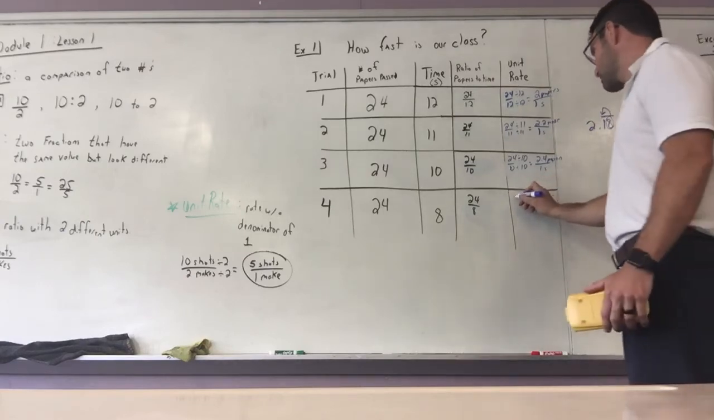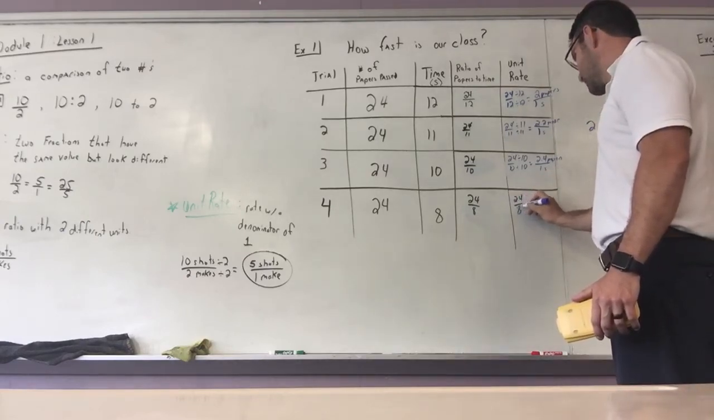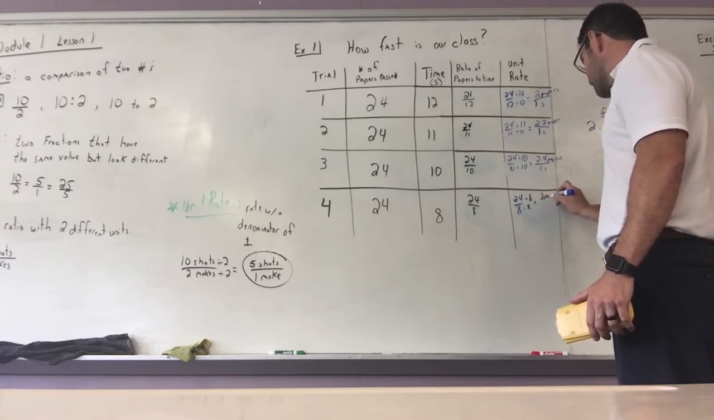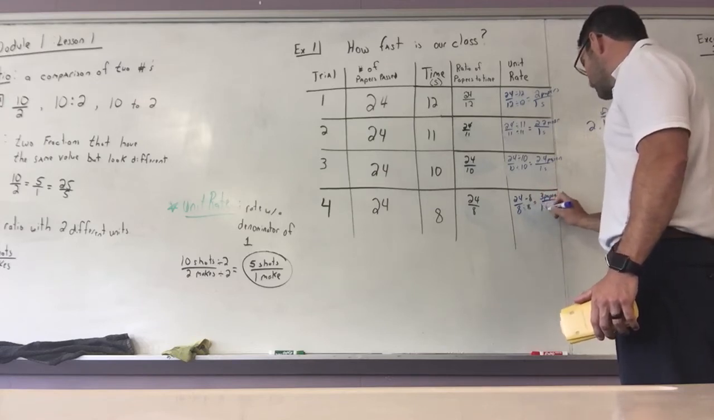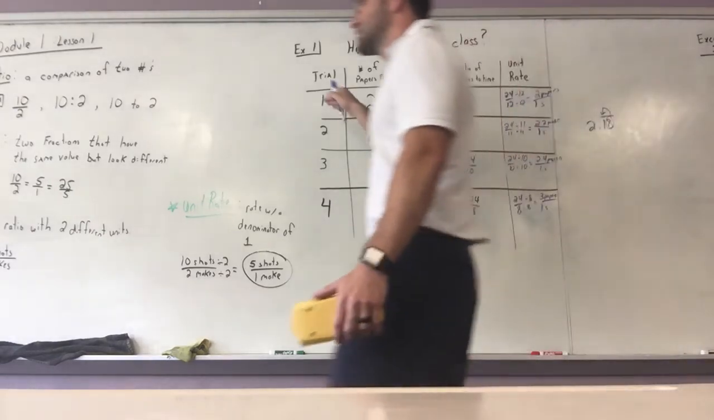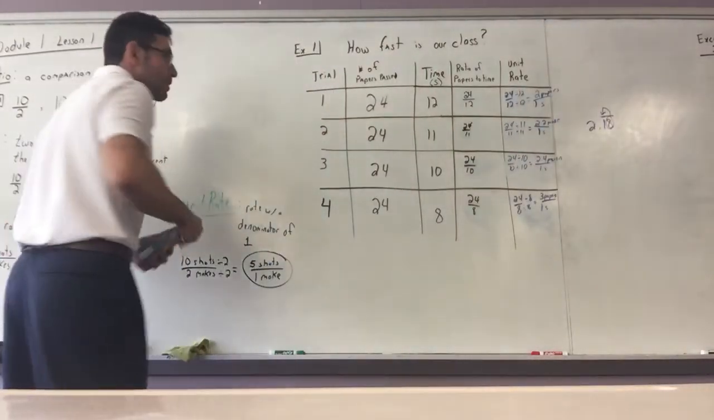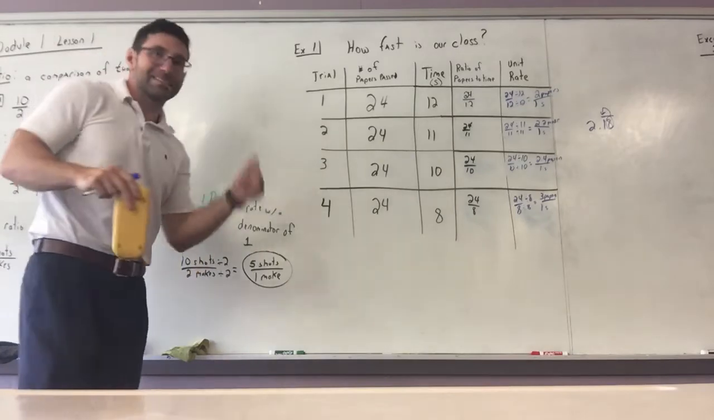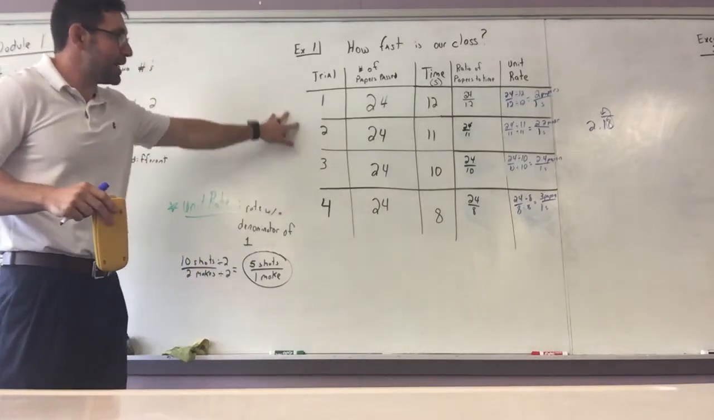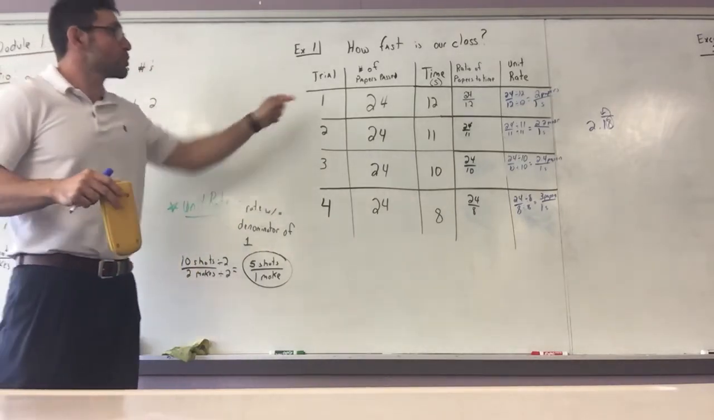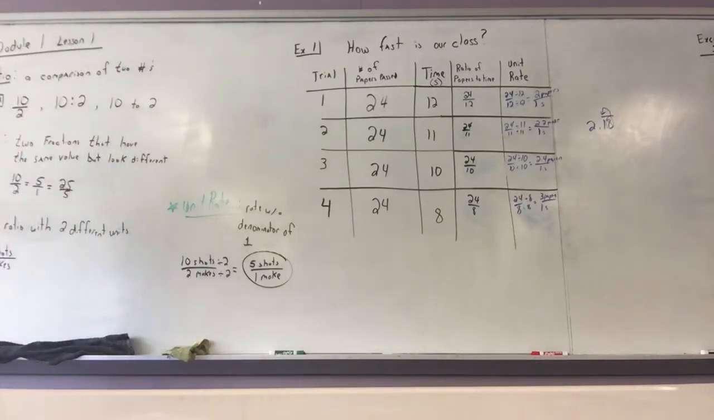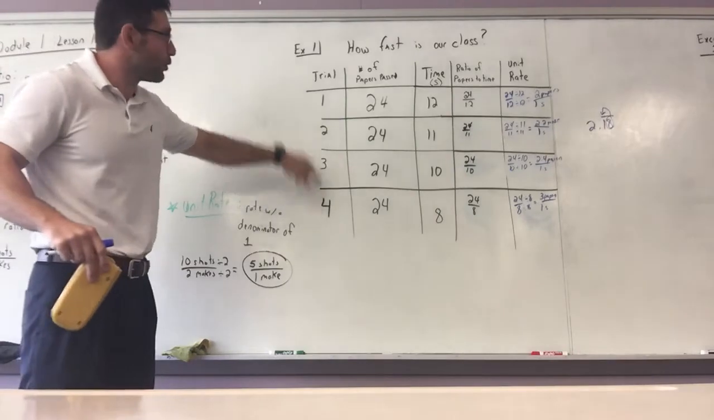Last but not least, 24 divided by 8. I divide both by my denominator of 8. That leaves me 3 papers for every 1 second. As we look here, we see that our trials are going up in an ascending order. So the time that it's taking to pass out our papers is ascending. Trial 1, we can pass out the papers extremely fast in trial 1. Oh, nope, I lied. We're passing out more papers in trial 4 than in trial 1.